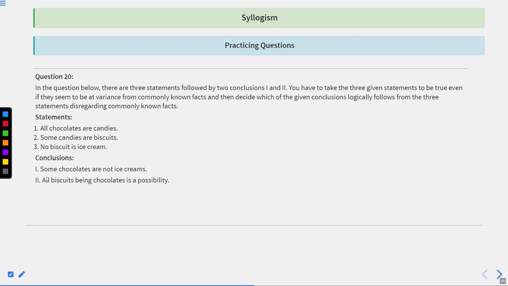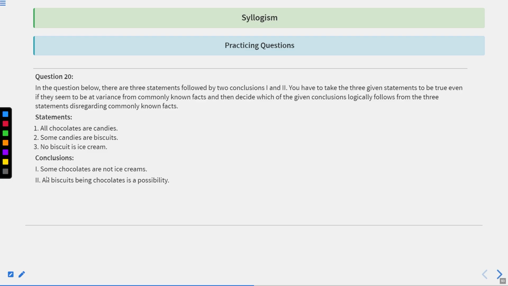The statements are: All chocolates are candies. Some candies are biscuits. And no biscuit is ice cream. Almost the same question as the previous one.